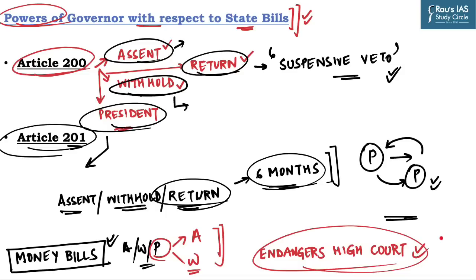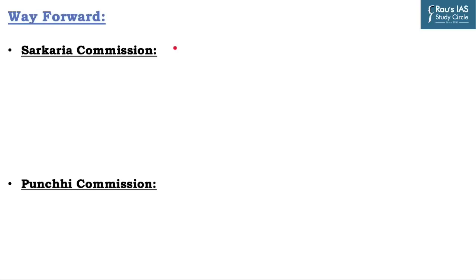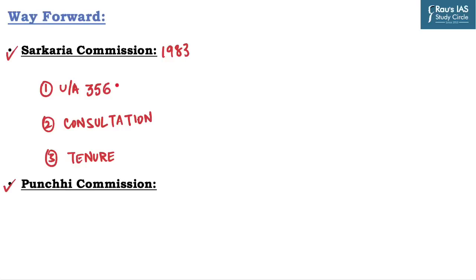Now, as we have discussed the issues with respect to the office of governor, what can be the way forward? We can take a note from two commissions. The one is Sarkaria Commission and the other one is Punchhi Commission. The Sarkaria Commission of 1983 gave a few recommendations related to the office of governor. The first one is related to Article 356. The Sarkaria Commission said that Article 356, which is related to the President's rule, should be used in extreme cases as a last resort when all the available alternatives fail.